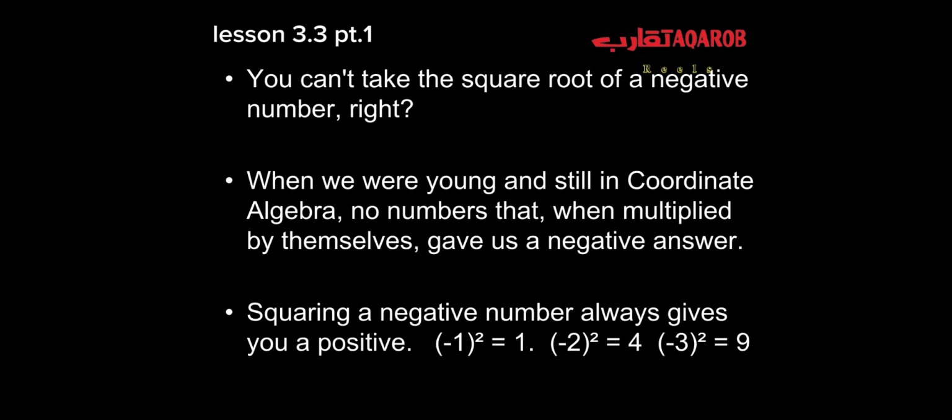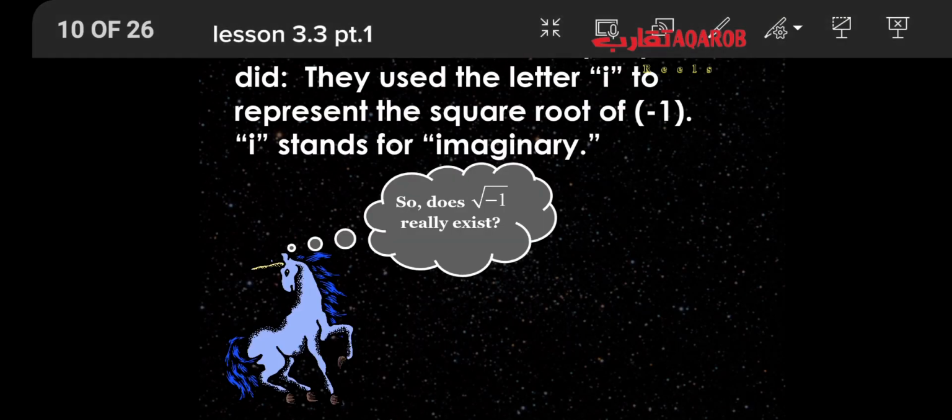When we were young and still dealing with real numbers, in the coordinate plane, we knew there is no number that, when multiplied by itself, gives us a negative answer. Squaring a negative number always gives you a positive. Negative 1 squared is equal to 1. Negative 2 squared is equal to 4. Negative 3 squared is equal to 9.